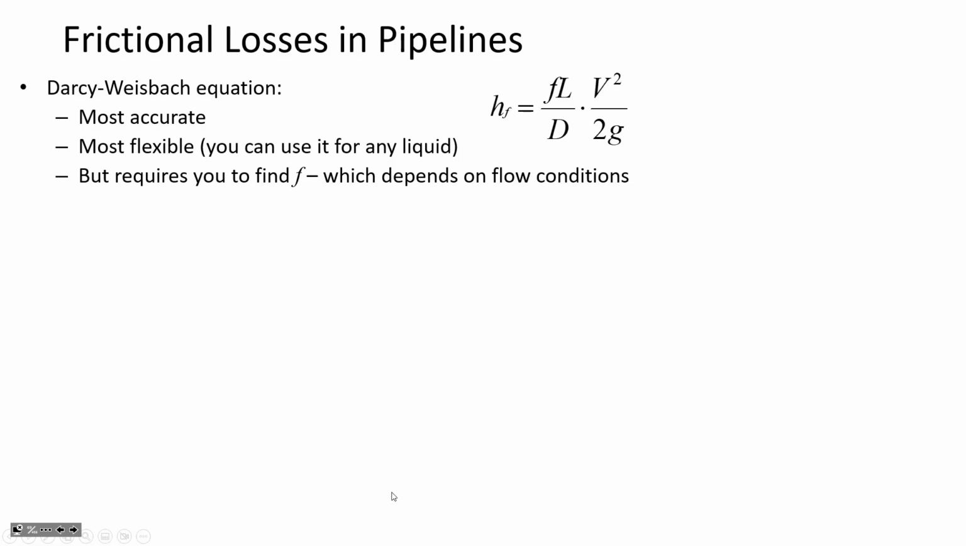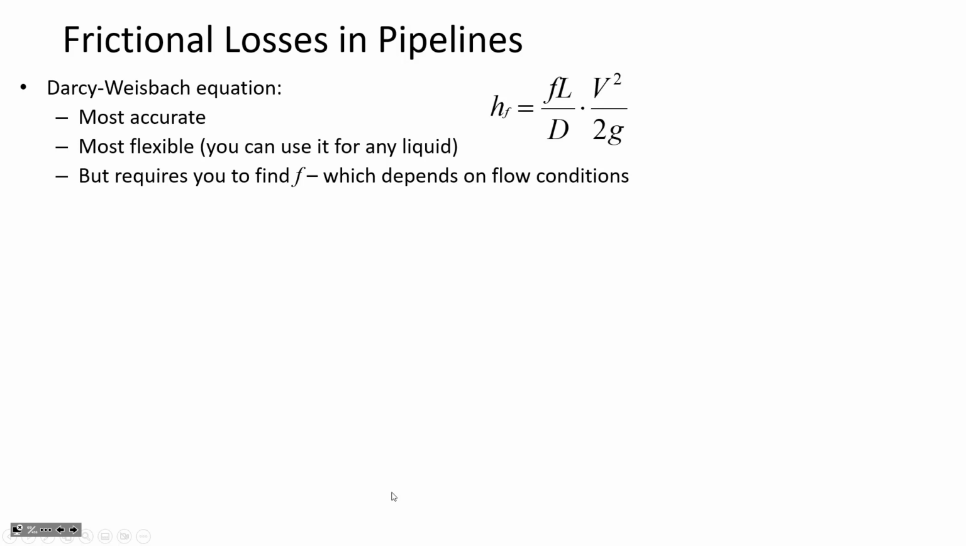So we've just been talking about the Darcy-Weisbach equation. It's the gold standard. It's the most accurate way of estimating head loss due to pipe friction. It's the most flexible because you could use it for water, but you can also use it for other liquids as well, like seawater or oil or alcohol, honey, whatever you've got flowing through a pipeline.